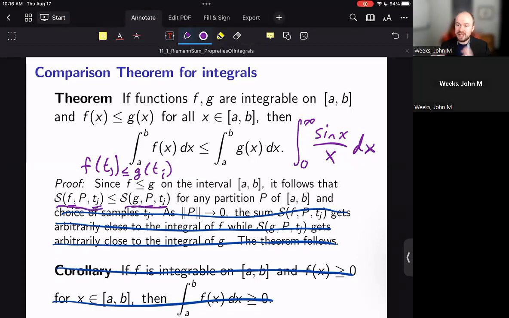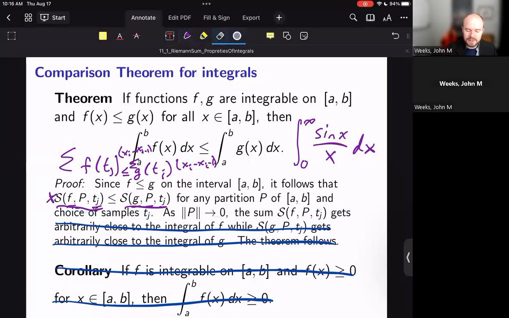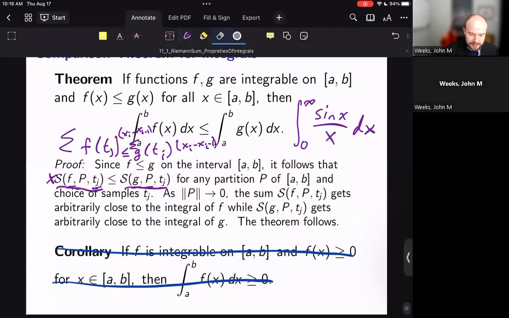Because this works neatly for series and sums, when I multiply this times x sub i minus 1, and this by the same thing, this inequality still holds, and I can still put sums over here. And that is exactly the statement that we have right here. So as we take the norms of these partitions to go towards 0, the sum on the left-hand side gets arbitrarily close to the integral of f, while the sum on the right-hand side gets arbitrarily close to the integral of g. And that gives us exactly what we're looking for there.